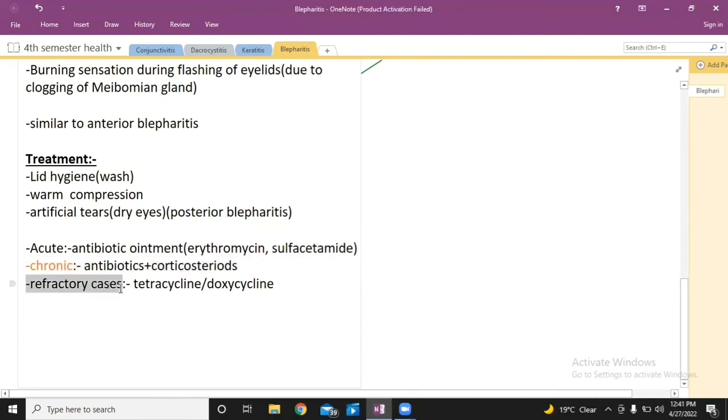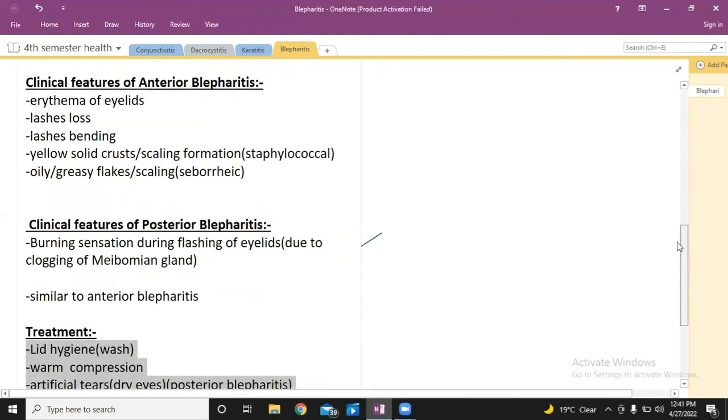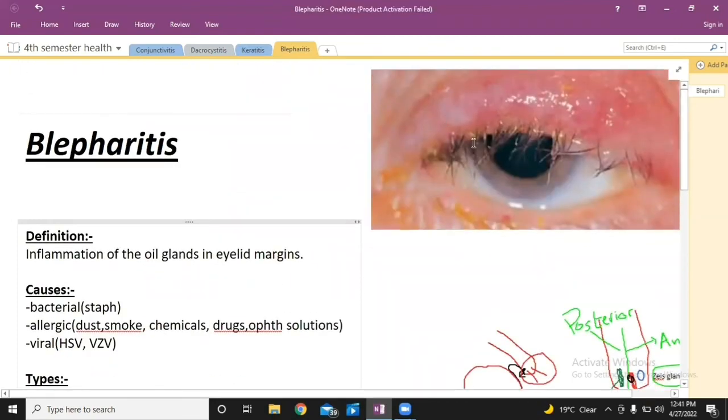If the case is refractory, meaning the cases which repeat after some time, where the patient comes again and again with the same complaint of blepharitis and you see multiple episodes in the same patient, you must use broad spectrum or heavy antibiotics like tetracycline and doxycycline. So this is all about the treatment. Drugs include this, supportive treatment includes this, and conservative treatment includes this.